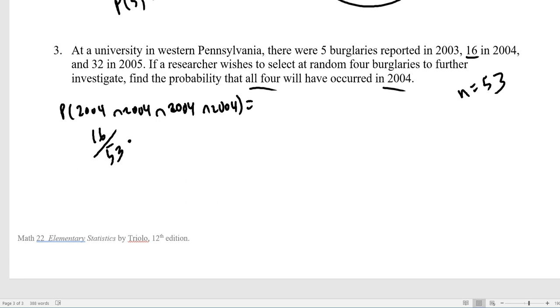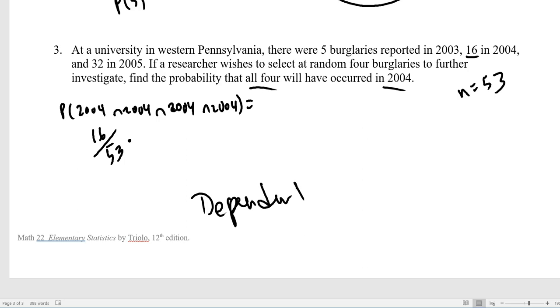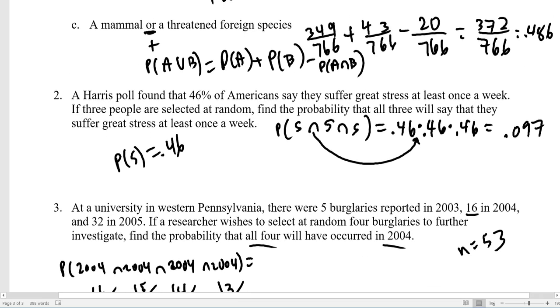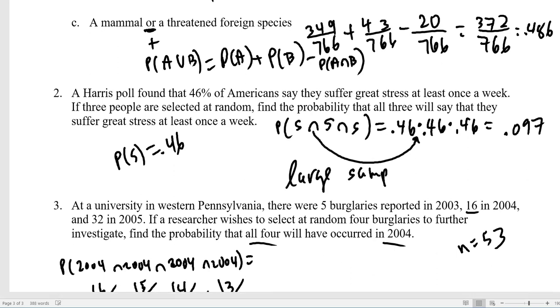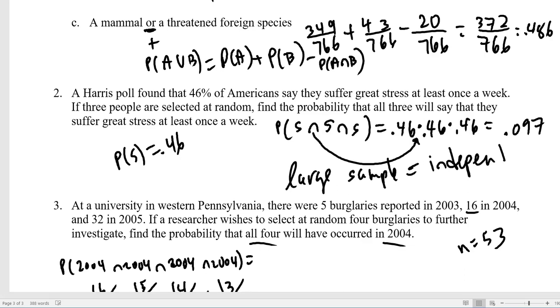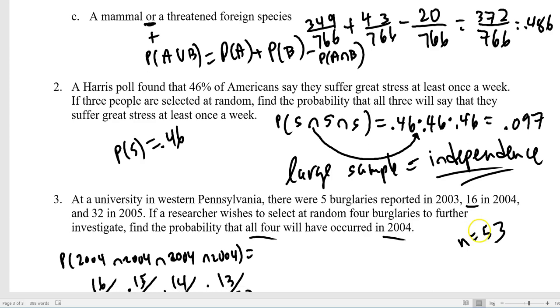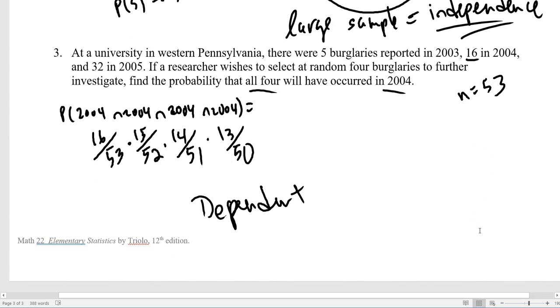This is a very small sample size. That one person is going to make a difference. This is dependent. So this becomes 15 out of 52. Then 14 out of 51. And 13 out of 50. Why? This one was a large enough sample space. So large sample space, we get independence. Really small sample space, that one person makes a big difference. So we need to factor them in.